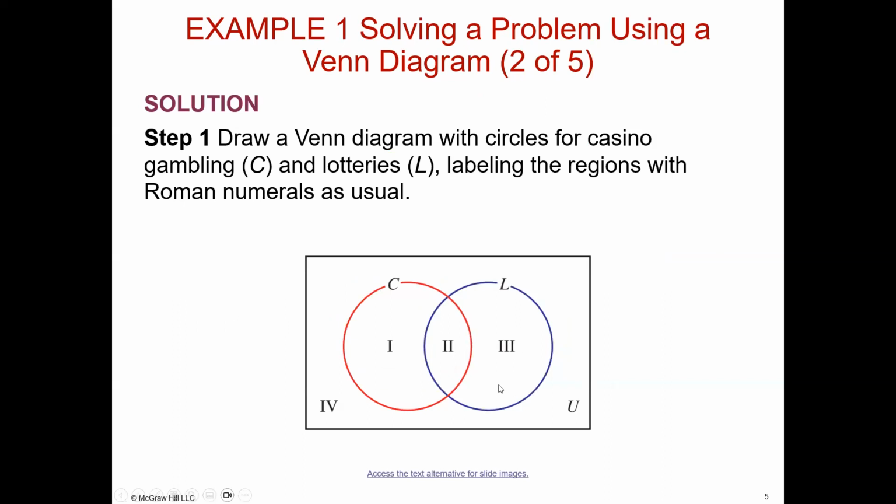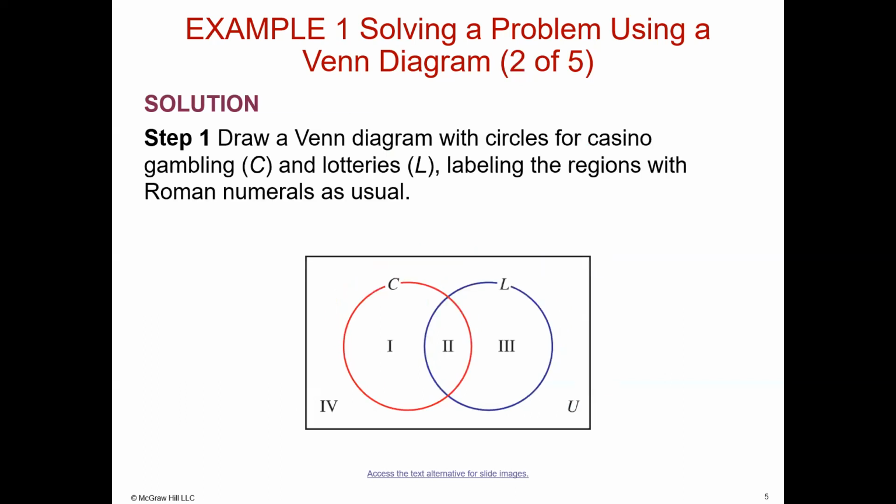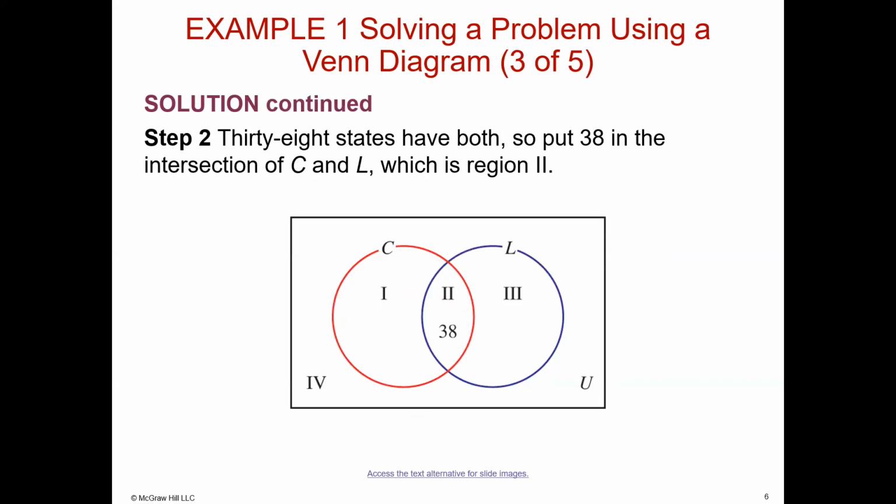So do I put 45 in region 3? Yes. Well, it says there were 45 states that sold lottery tickets of some kind. But some of those states not only sold lottery tickets, but also what? Had casinos. Do you agree? Yeah. So no, you do not put 45 in region 3.